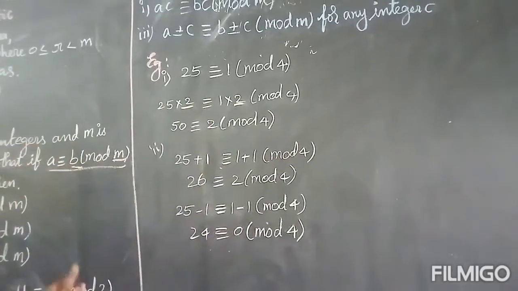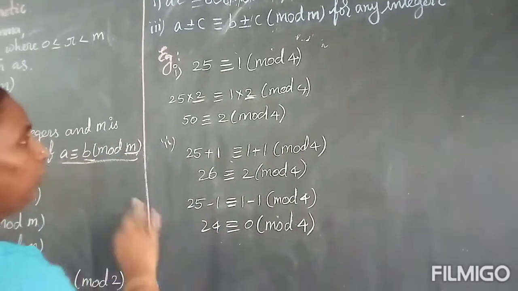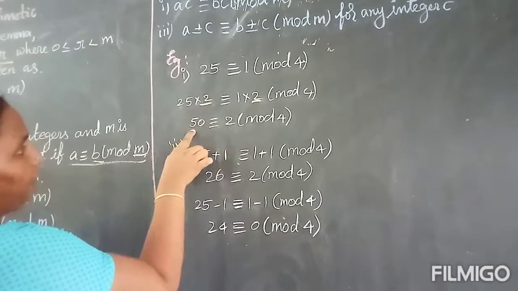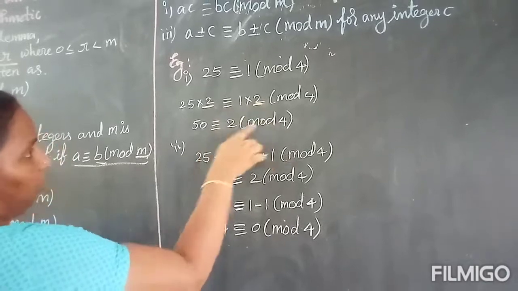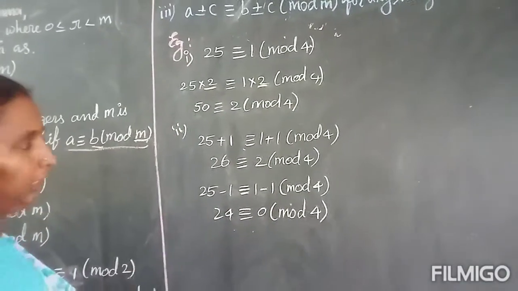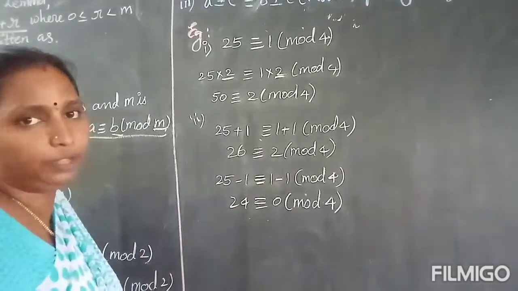You will use this theorem in sums, so you have to study these theorems well. Okay. So 25 twos are 50, is congruent to 1 twos are 2 mod 4. So divide: 50 minus 2 will get 48. 48 is divisible by 4, you know.